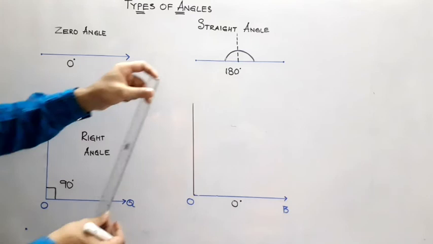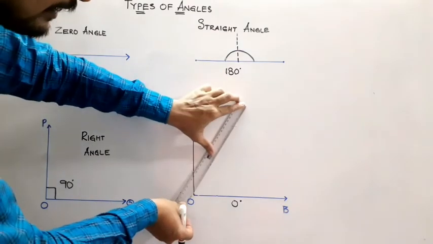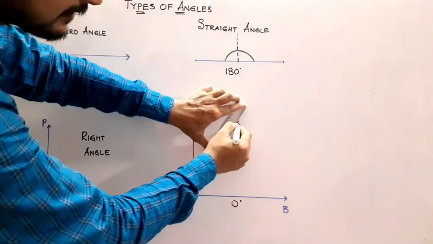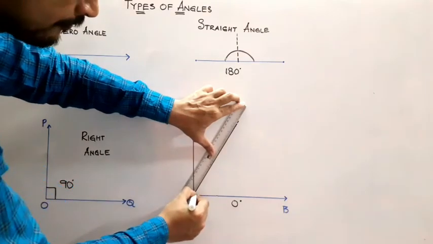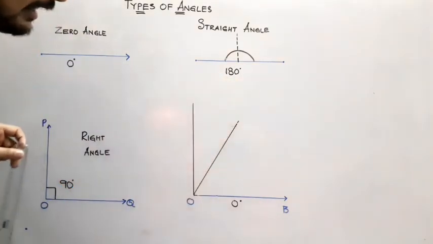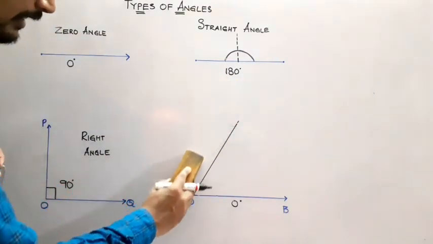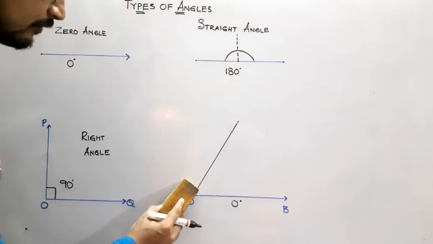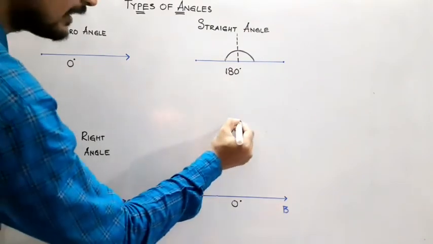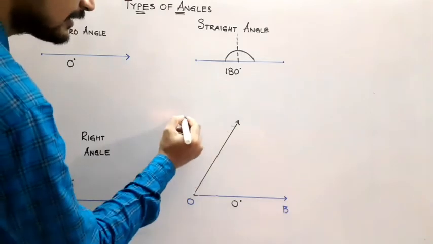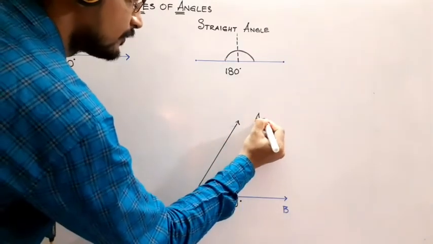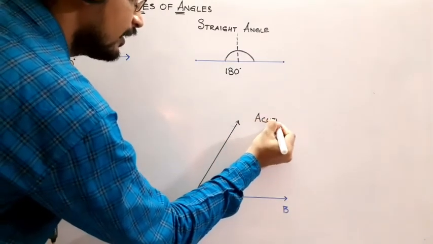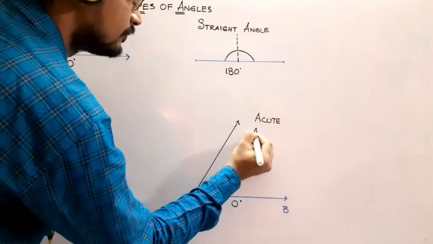If you draw any angle in between this 0 and 90 like this, if you draw any angle in between that 0 and 90 degrees, such angles we call acute angles. Such angles we call acute angle.